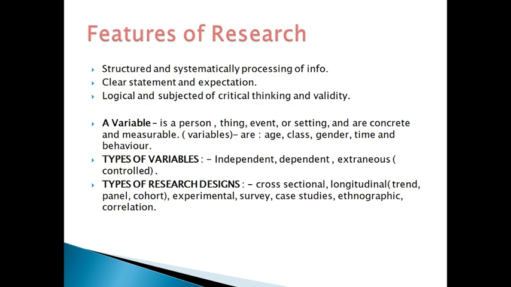Now there are features of research, and they are structured and systematic processing of information, clear statement and expectation, logical, and subjected to critical thinking and validity. Those are the features of research. However, there are variables. A variable is a person, thing, event, or setting, and they are concrete and measurable. Variables are age, class, gender, time, and behavior. It's not bad because it's people and things. You can't go wrong with that, right?